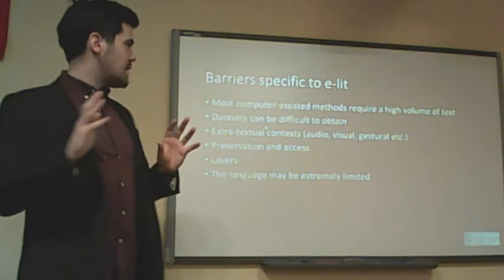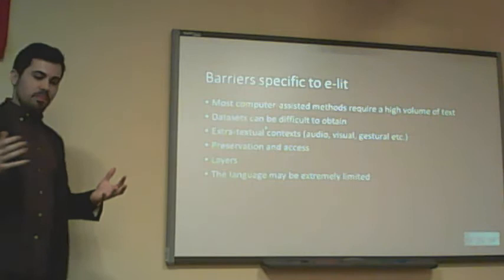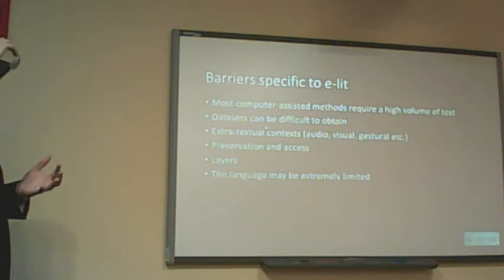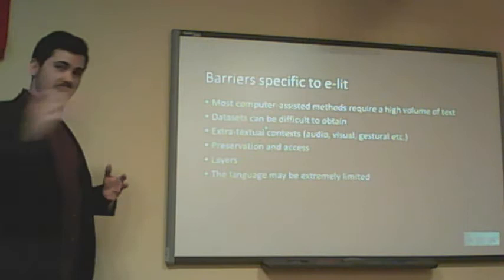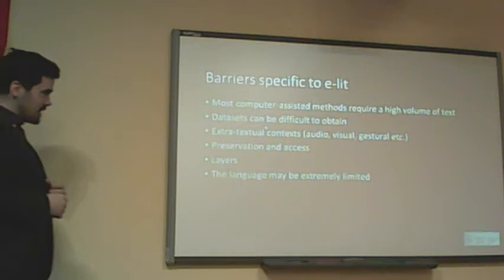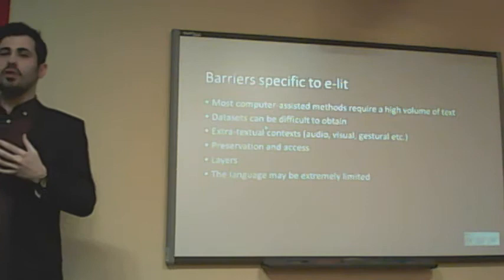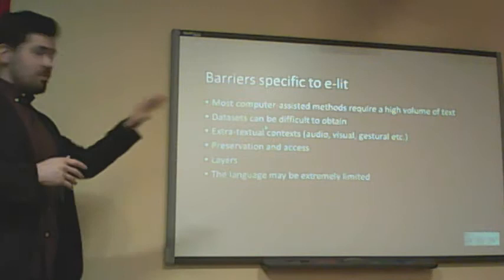So, what does that mean for computational criticism? Well, it means a lot. For those of you here that are familiar with computational criticism, which I think is a lot of you, you will see that electronic literature presents a number of barriers to the methods that we typically use in the digital humanities. Some, not all of which, are listed here.